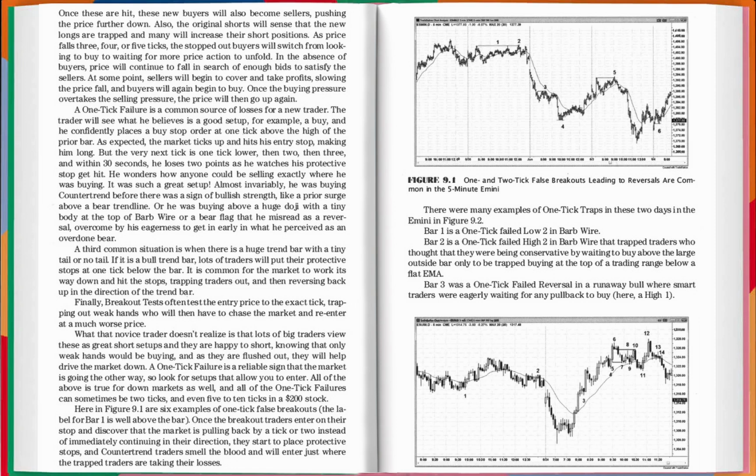Here in Figure 9.1 are 6 examples of 1-tick false breakouts. The label for bar 1 is well above the bar.